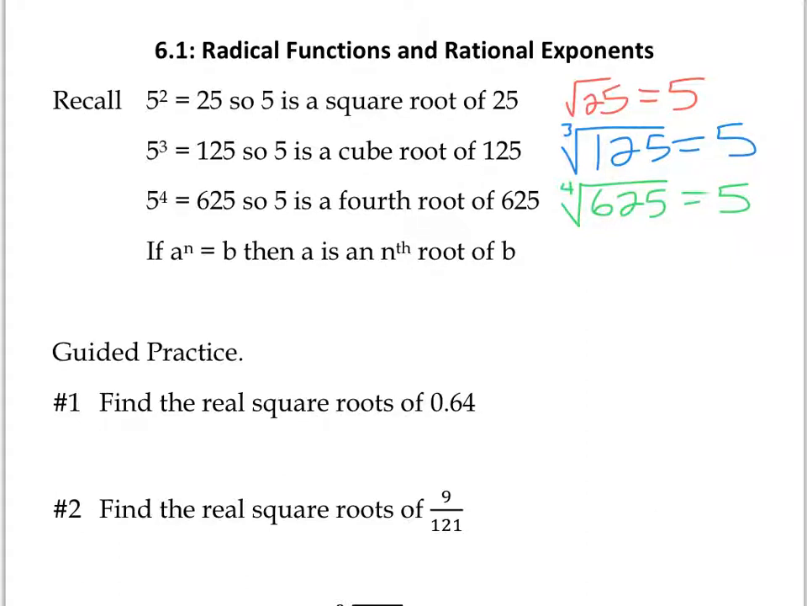This first guided practice example says to find the real square roots of 0.64. So that means we're trying to find the square root of 0.64. We need to find something times itself that gives us 0.64. So let's forget the decimals there. The square root of 64 would be 8. So now we need to figure out where the decimal point goes. So the square root of 0.64 would be 0.8. If you want to check it, you could do 0.8 times 0.8. 8 times 8 is 64, and we have 2 digits after the decimals in our problem, so it would be 0.64.